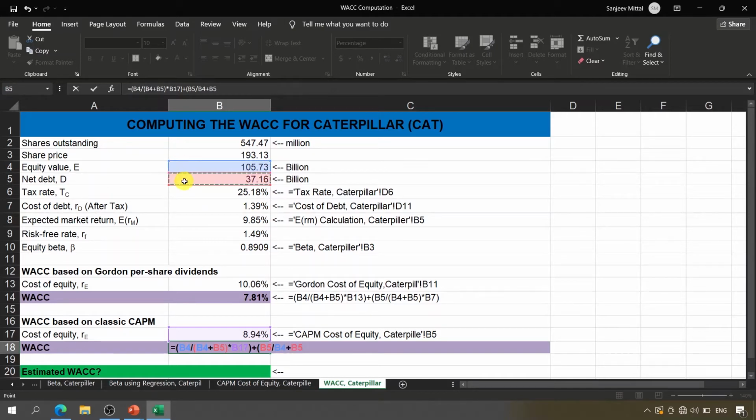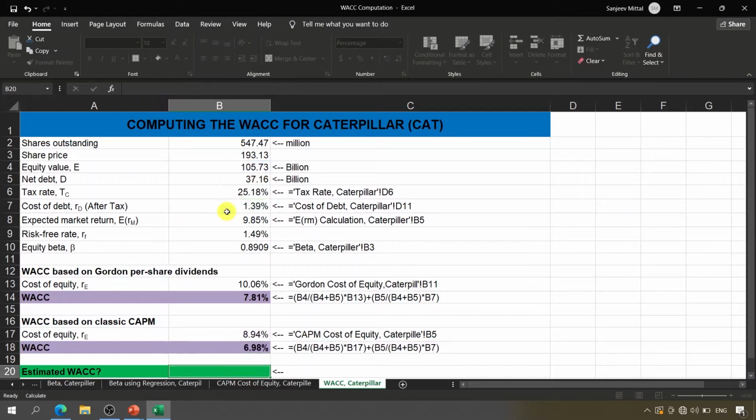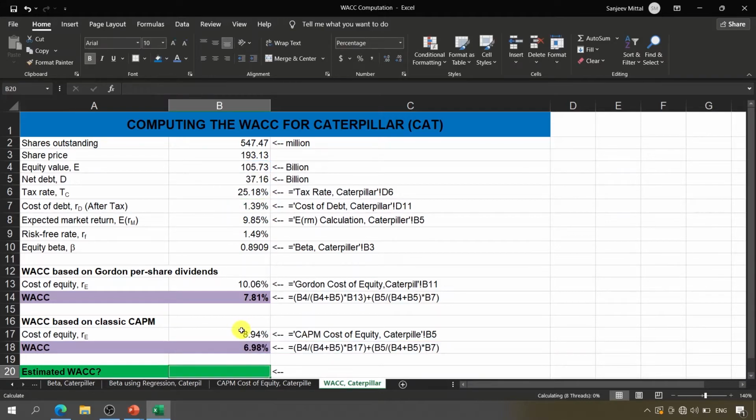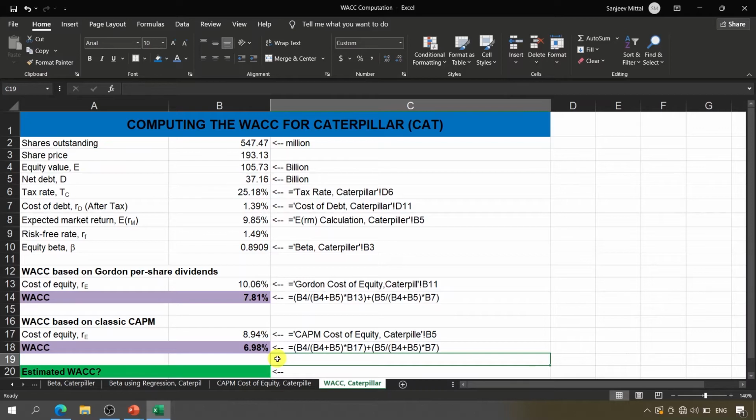If you add both of them, you will see this number is reflecting the weight of debt right now. And if you multiply this weight of debt with the cost of debt, which you already know is 1.39%, and if you close the formula, you will get the result of WACC, that is weighted average cost of capital, which is 6.98%. Now, this is an important thing that we have calculated our weighted average cost of capital for the company.